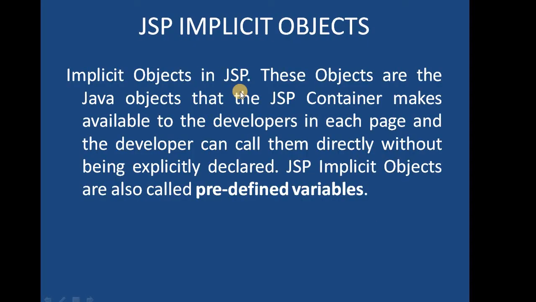In today's lesson, we will be talking about JSP implicit objects and JSP actions. So let's see what the JSP implicit objects are. These implicit objects are the Java objects that the JSP container makes available to the developers in each JSP page. And the developer can call them directly without being explicitly declared. That's why they are called implicit objects, because they do not need to be declared as they are predefined variables.